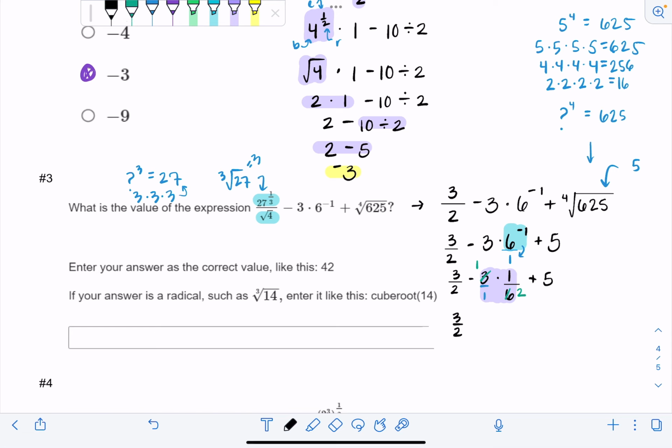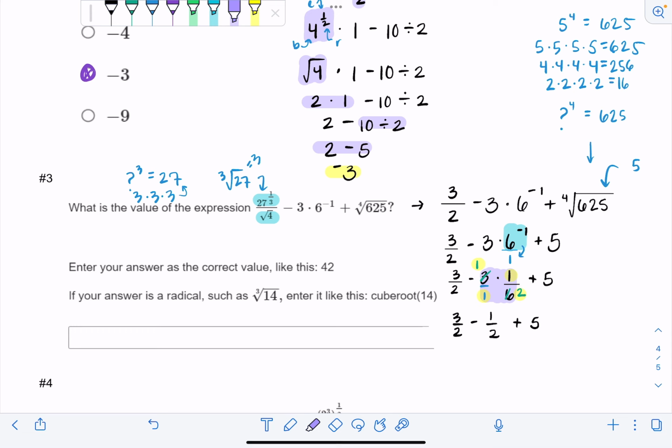And then they're fractions, so I can just multiply straight across. So I would do 1 times 1, which is 1, and then in the denominator, it would be 1 times 2, so 2. So 3 times 1, 6 simplifies to 1/2, and then bring down the plus 5. And then now I just have subtraction and then addition, so I just go left to right.